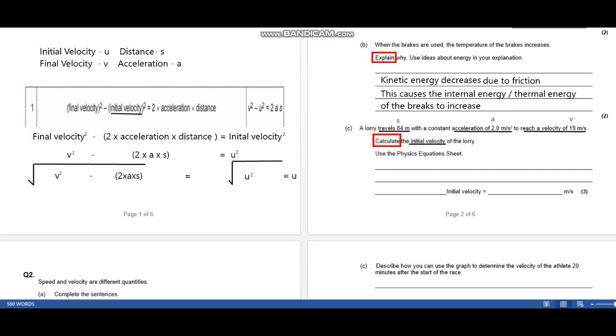Looking back at the question, I've written the symbols above each number. So the lorry travels 84 meters, so its distance is 84 meters, with a constant acceleration of 2.0 meters per second squared, to reach, so its final velocity is 19 meters per second. Plugging this all into the equation, u is then equal to the square root of 19 squared take away 2 times 2 times 84, which comes out after putting in your calculator as 5 meters per second. Pause the screen here if you want to get the answers down, as when I move to the next questions, they'll disappear.